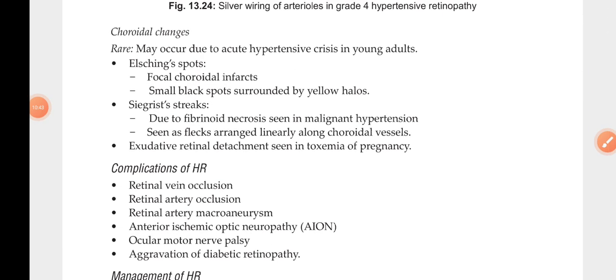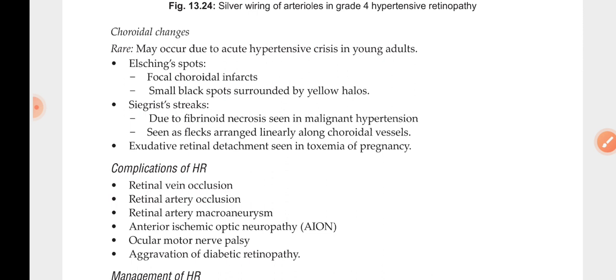Choroidal changes are rare, may occur due to acute hypertensive crisis in young adults. Elschnig spots are focal choroidal infarcts. Small black spots surrounded by yellow halos. Next, Siegrist streaks, due to fibrinoid necrosis seen in malignant hypertension and seen as flecks arranged linearly along choroidal vessels. Next will be exudative retinal detachment seen in toxemia of pregnancy.